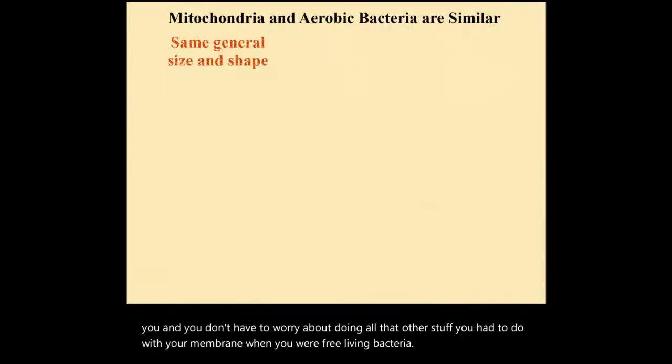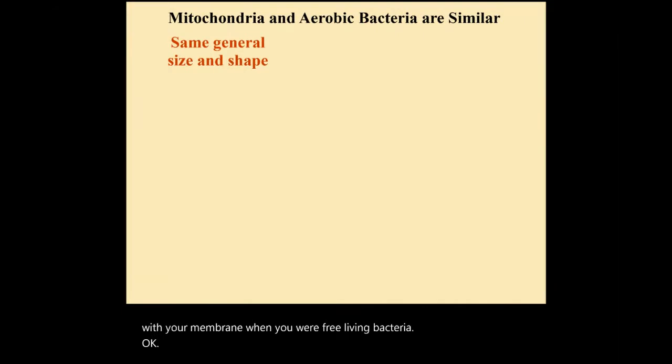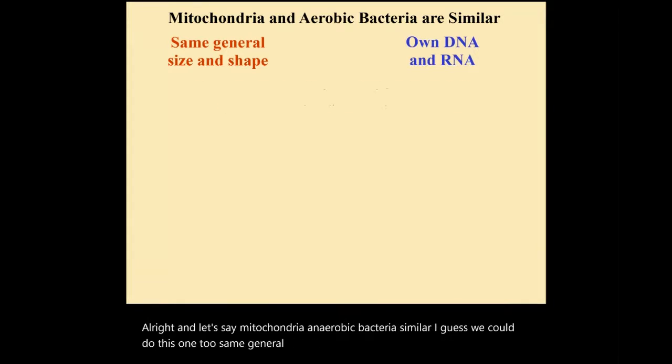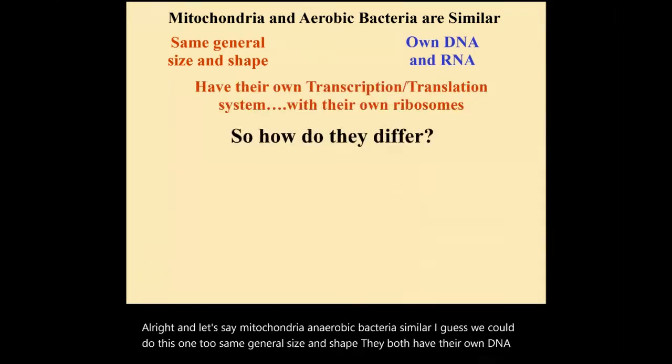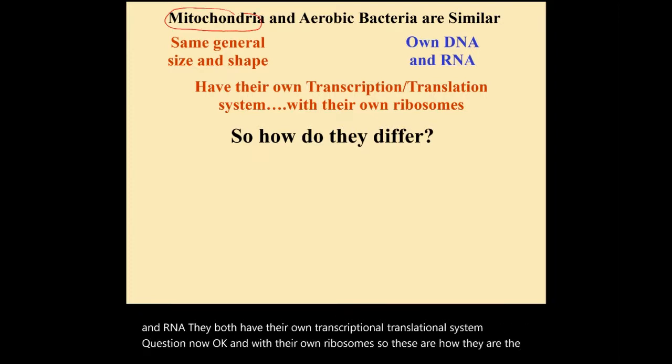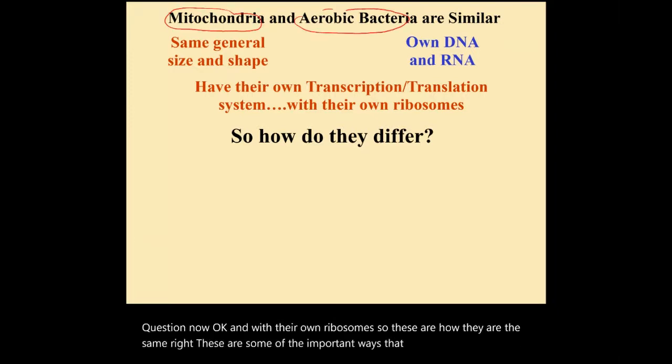Okay? All right. And let's see, mitochondria and aerobic bacteria are similar. I guess we can do this one too. Same general size and shape. They both have their own DNA and RNA. They both have their own transcriptional, translational system. Question? No? Okay. And with their own ribosomes. So these are how they are the same, right? These are some of the important ways that they're the same. Right? So how do they differ?